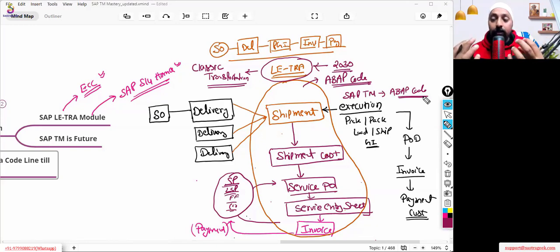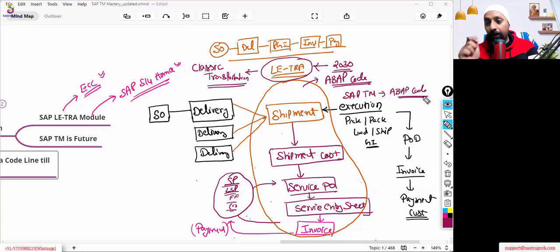They don't interlink with each other. Nothing that you improve in LE-TRA becomes available in TM, and nothing in TM will be available in LE-TRA. So that separate set of code will get discontinued as SAP will stop the support of it, and you will not have that available after 2030. That is one of the reasons when people are moving to S4HANA and saying, I'm doing an S4HANA project, then I will be using LE-TRA. So rather than LE-TRA, let's start using SAP TM.